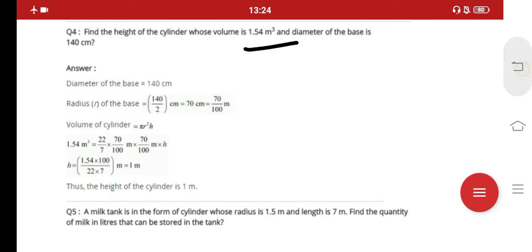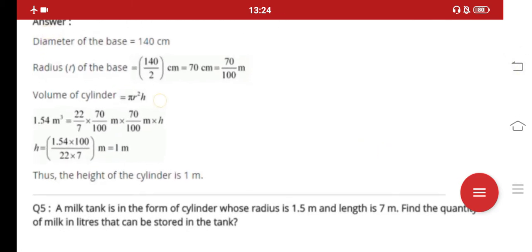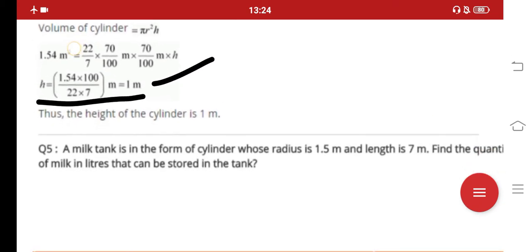This is the radius. Now what is the volume of a cylinder? That is pi r square h. But here the volume is already given. So by placing all the values, pi r square means 2 times r and h. H we don't know. After transposing all the values, we can take out the value of h, which is height. So that is 1 meter. Thus the height of the cylinder is 1 meter.